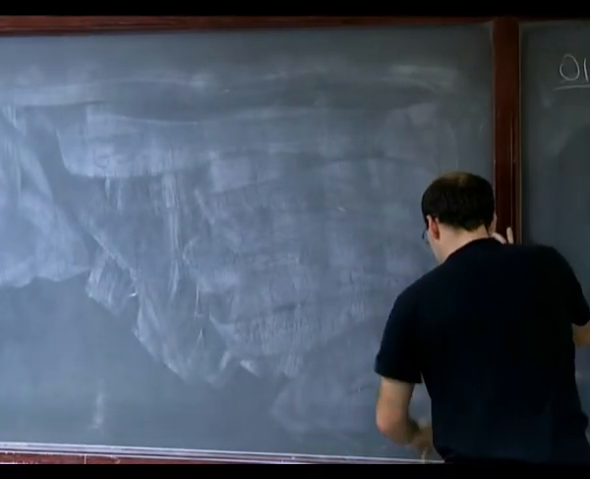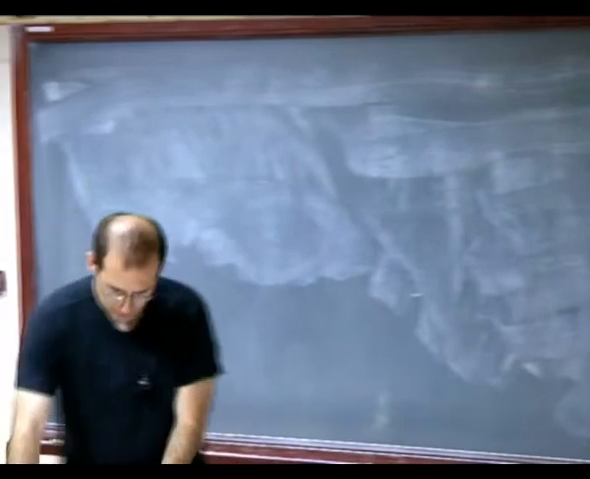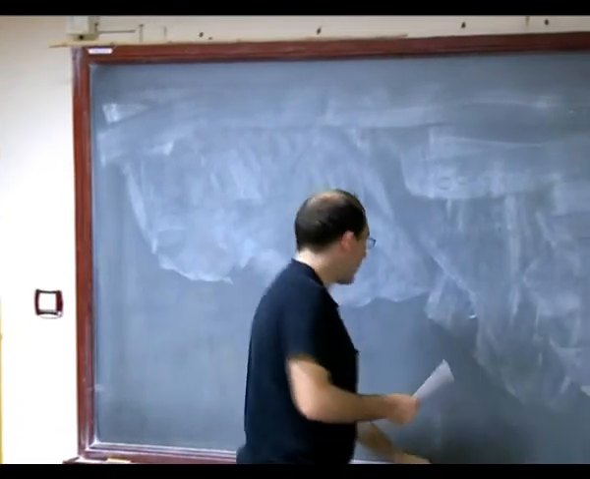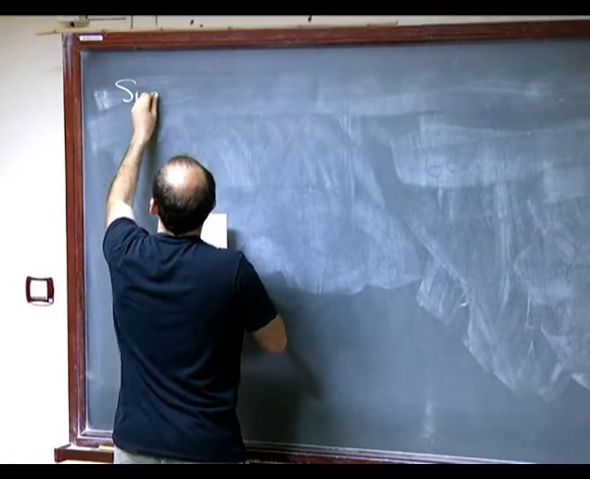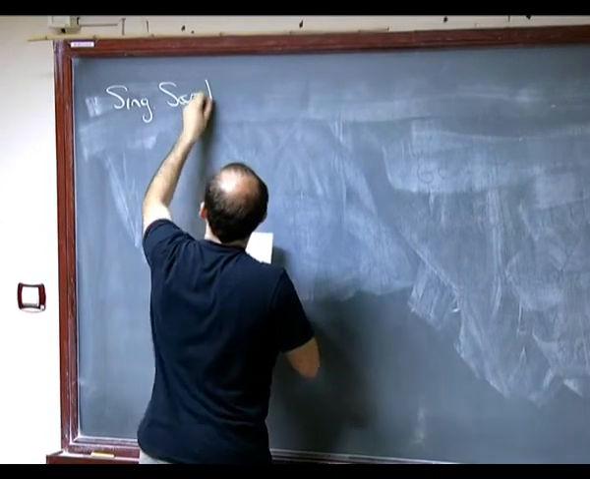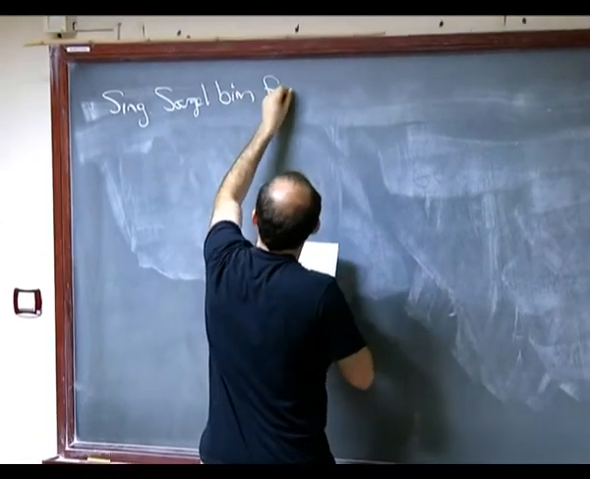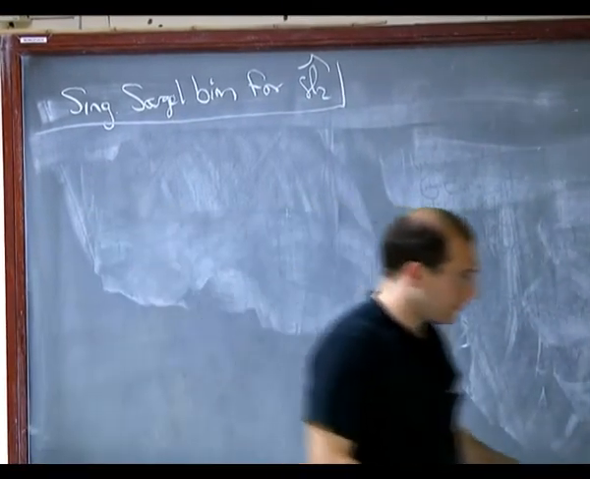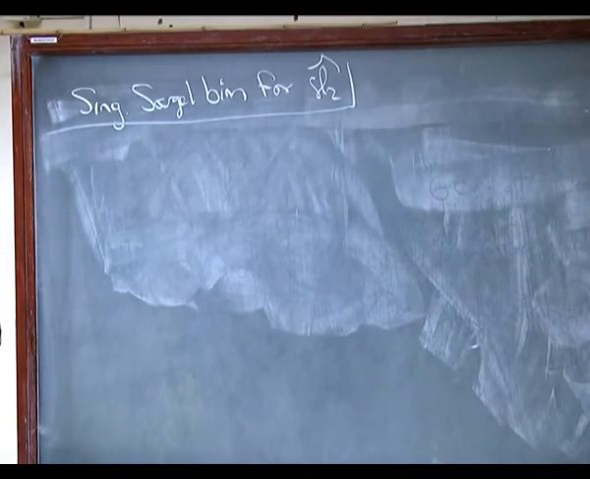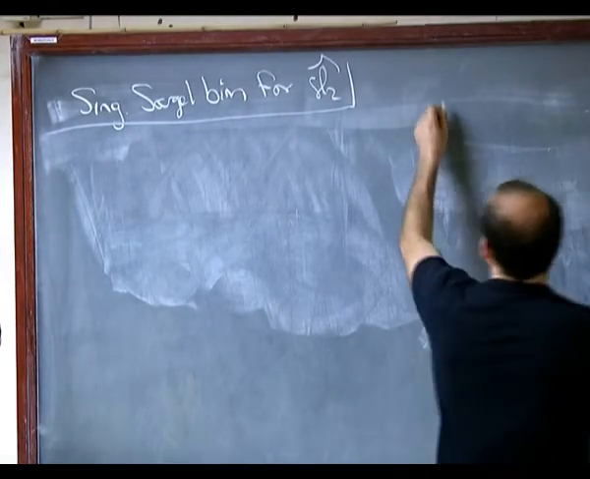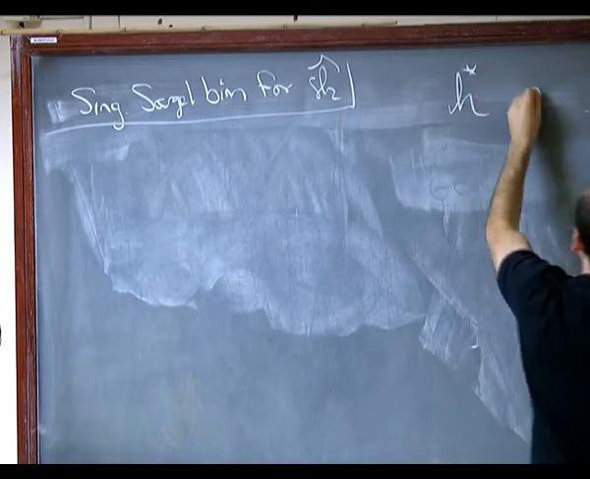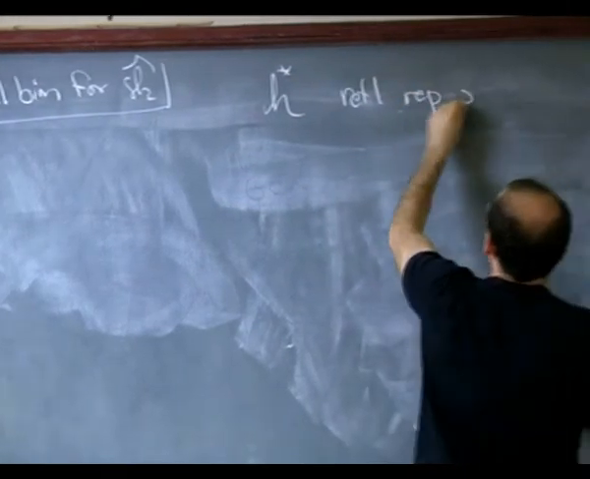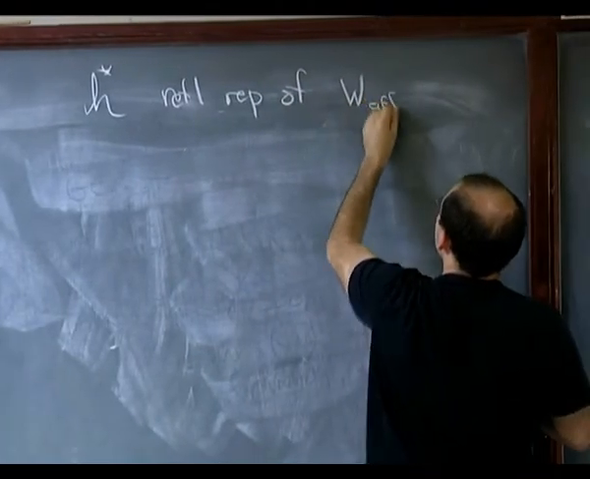So now, I've described one side of the equivalence, the two-colored Temperley-Lieb two-category. I'm now going to describe the other side of the equivalence. And this other side is going to be singular Soergel bimodules for affine SL2. So what am I going to do? I'll start with H dual, which is the reflection representation of the affine Weyl group of SL2.